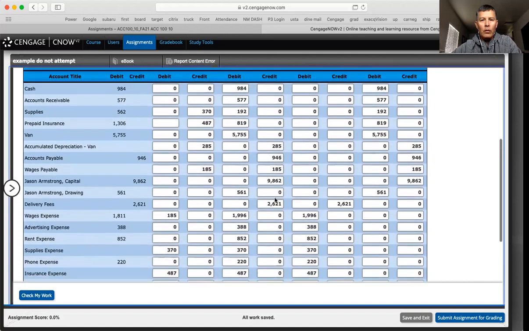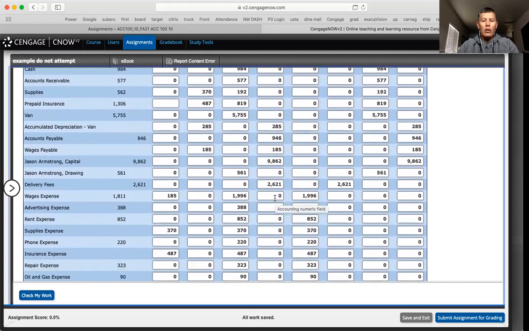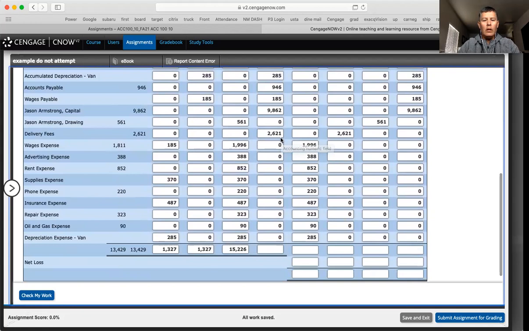Okay, now I have to add the credit column on this side. This is where double entry accounting is important. 285 plus 946 plus 185 plus 9862 plus 2621. Okay, that equals 13,899. Okay, so notice there's a difference there.